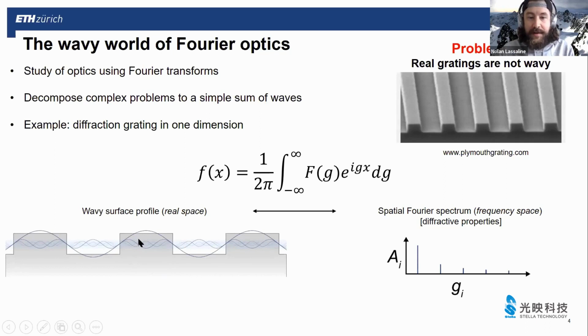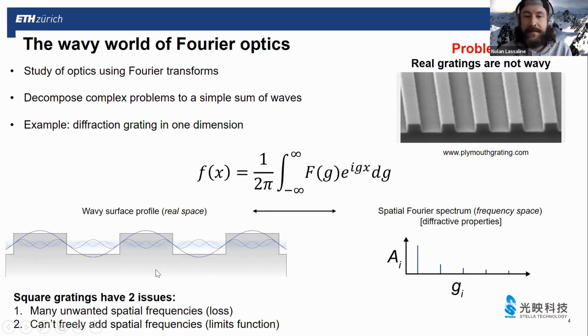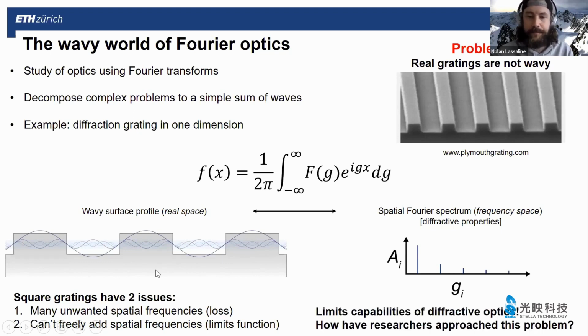And what this square surface profile looks like, if again we look in frequency space, is that we have some particular Fourier spectrum where each peak here is associated to a wave that we have in the surface. And so ultimately, these square gratings have two problems that arise from this. The first is that in addition to the spatial frequency that we care about, we have many unwanted spatial frequencies, as you can see here. And furthermore, you can't freely add spatial frequencies because, again, this would require being able to control the wavy profile of your surface. And actually this limits the function that you can achieve with diffractive optics because you can't include the components that you want.